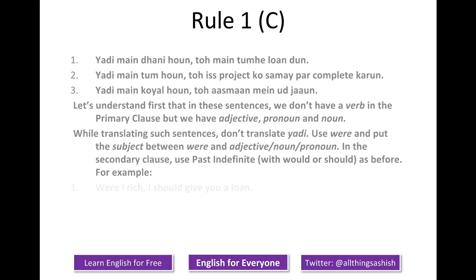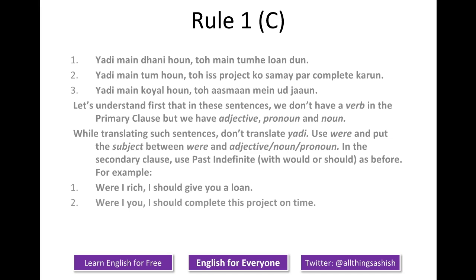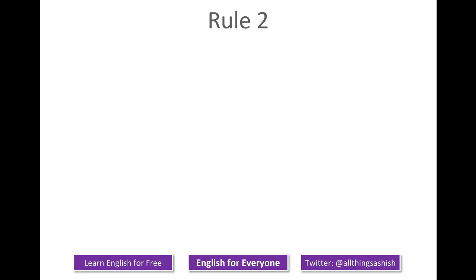For example, were I rich, I should give you a loan. Were I you, I should complete this project on time. Were I a cuckoo, I should fly in the sky. Let's look at rule number 2.